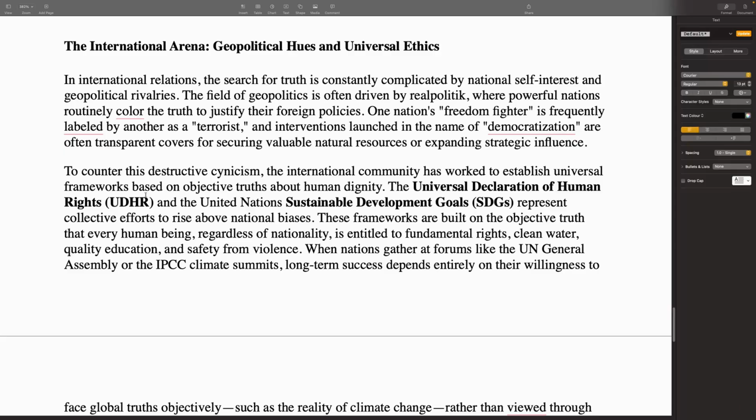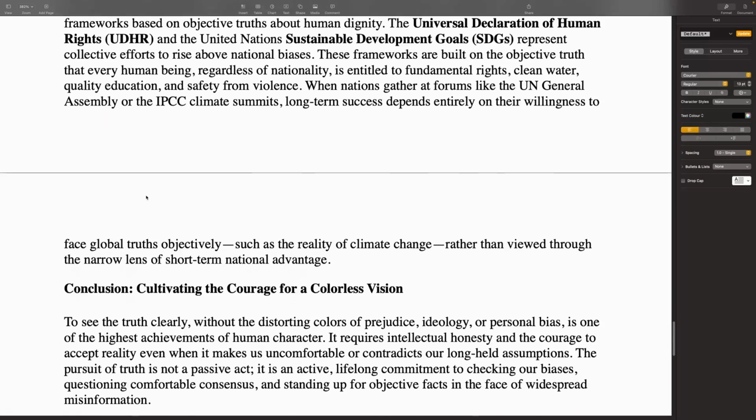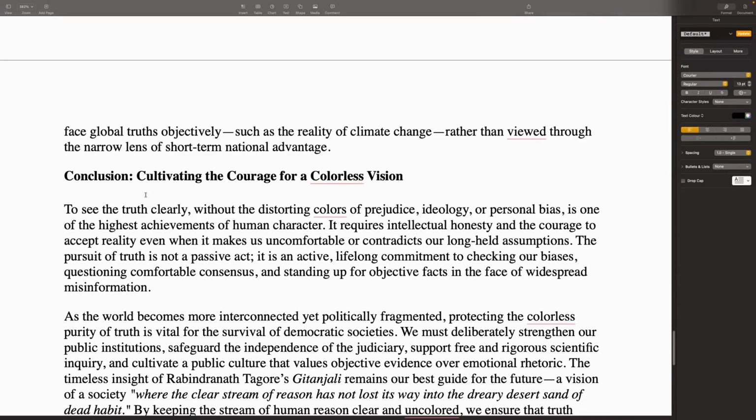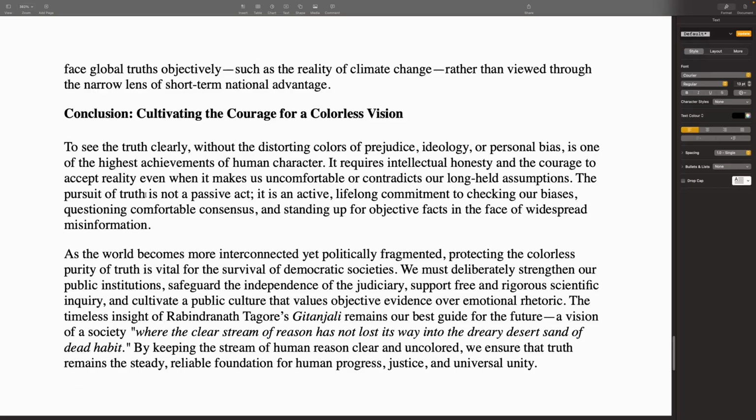When nations gather at forums like the UN General Assembly or the IPCC Climate Summit, long term success depends entirely on their willingness to face global truth objectively, such as the reality of climate change, rather than viewing it through the narrow lens of short term national advantage.